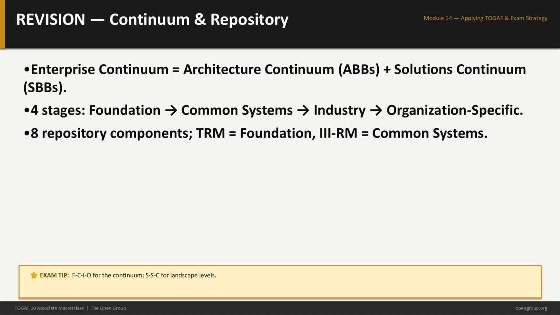Lean on your 2 memory hooks here: FCIO for the continuum stages, and SSC for the landscape levels, strategic, segment, capability. Those 2 little strings carry the 2 most tested lists in this whole area. Recall them now and they'll be ready on exam day.